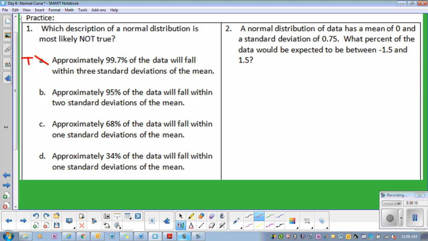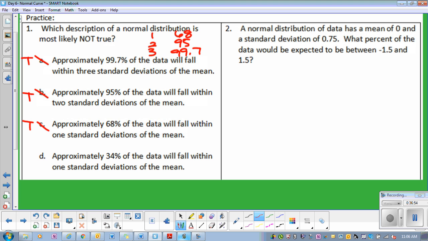How about B? Approximately 95% of the data will fall within 2 standard deviations of the mean. True or false? True. So that's out, because this is true. And C, approximately 68% of the data will fall within 1 standard deviation of the mean. True or false? 68, 1 standard deviation, is that true? Yeah. Because remember, 1, 2, and 3 go to 68, 95, 99.7, right? So that one's true.